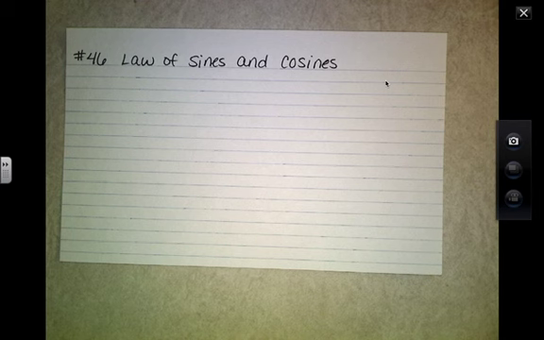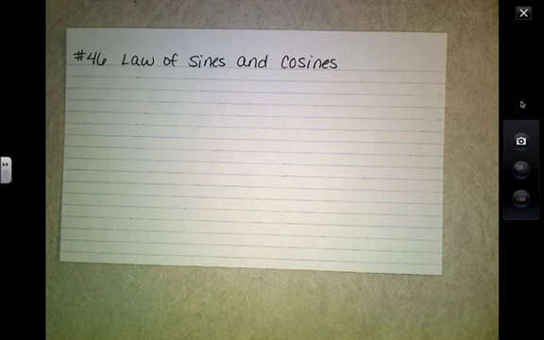Today we're going to talk about the law of sines and the law of cosines. We'll do our flashcard. We're just going to write down the formulas and then I'll do some examples from the packet and then we'll do some more work in class, alright?